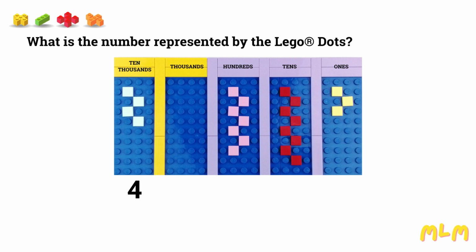There are 4 dots in the 10,000s place. 4 stands for 4 10,000s or 40,000. There are 0 dots in the thousands place. 0 stands for 0 thousands or 0. There are 7 dots in the hundreds place. 7 stands for 7 hundreds or 700.